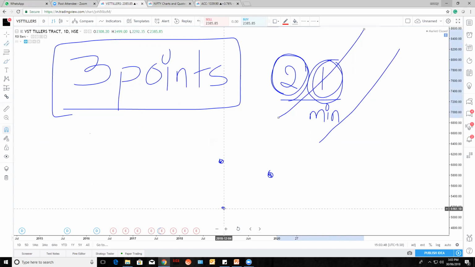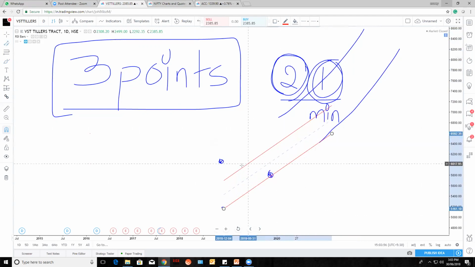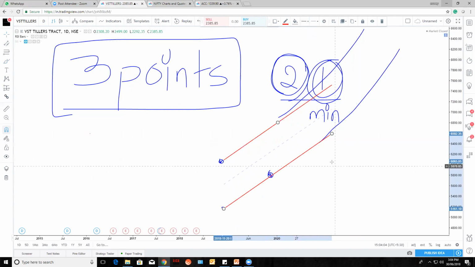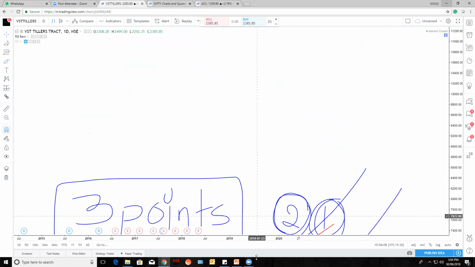You just connect the first low point to the second low point and draw a little further. Okay, after that you just click it and pull it to the next point. So you connected this point, you leave it. So this is what your channeling will look like in an uptrend.